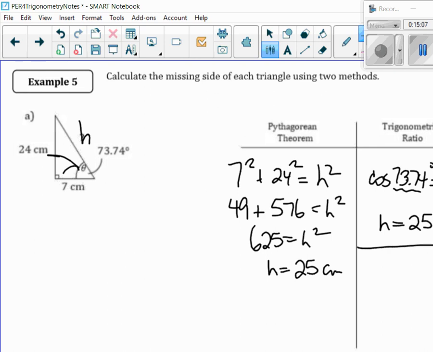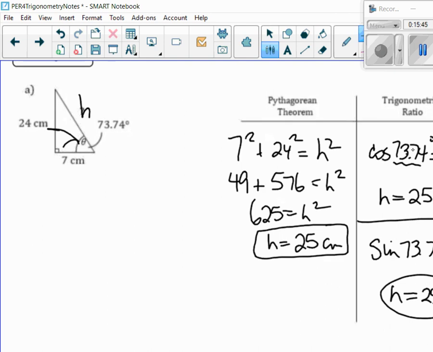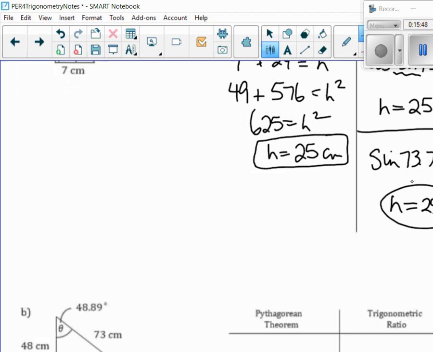If I use sine theta, that would be sine of 73.74 is equal to opposite, which is 24 divided by h. So then h, again, if I punch in, do the switcheroo, 24 divided by sine of 73.74. I get 24.99997, so that is 25 as well. So you can see that the hypotenuse is a better answer by using Pythagorean Theorem when you haven't rounded it first. Because 73.74 was a rounded angle, you get actually more of an accurate way this time.